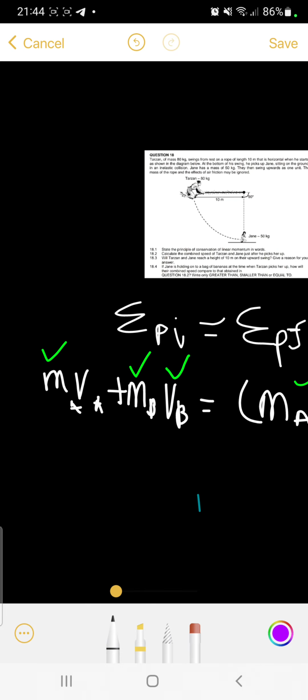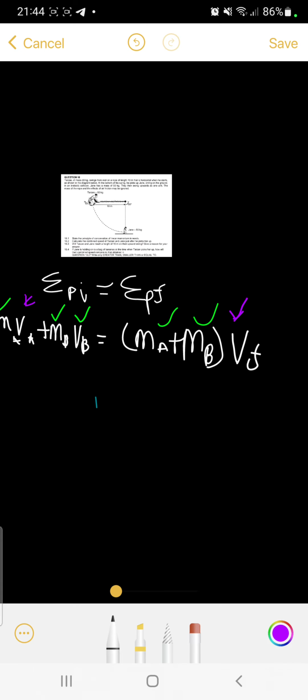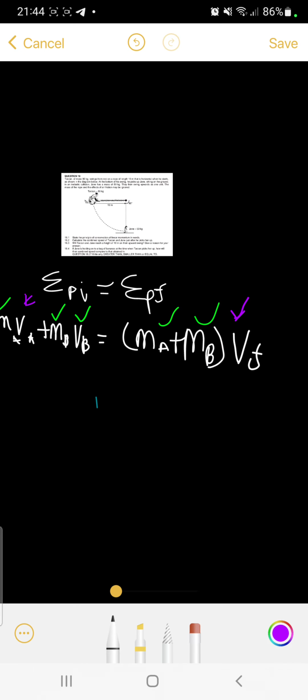So there are two unknowns in this equation. We don't have this, we don't have this, and we cannot have two unknowns when looking for what we're looking for. So we have to have one unknown.